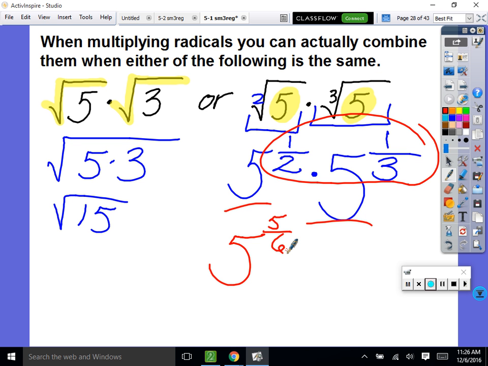Now here's the general rule of thumb. People always get confused and they say, well, do I write my answer as a rational exponent or as a radical? Well, did your problem start out as a radical or rational exponent? Radical, right? So we need to write this as a radical as our final answer. So my root is 6. So this would be a 6th root of 5 to the 5th power. Everybody good with that?